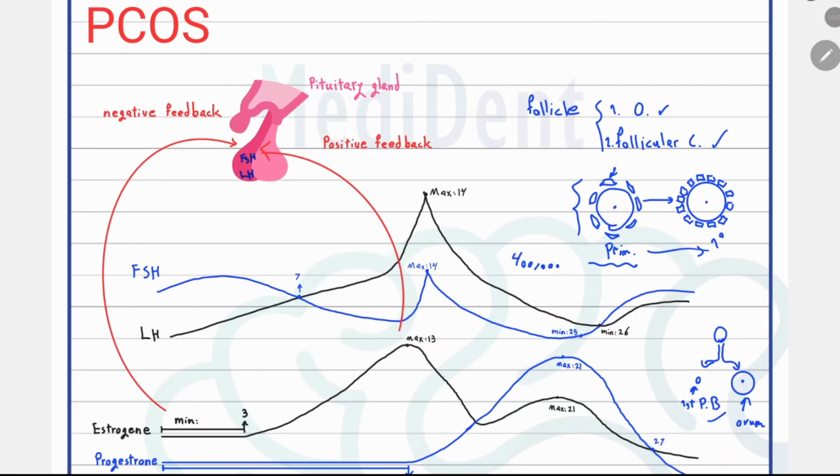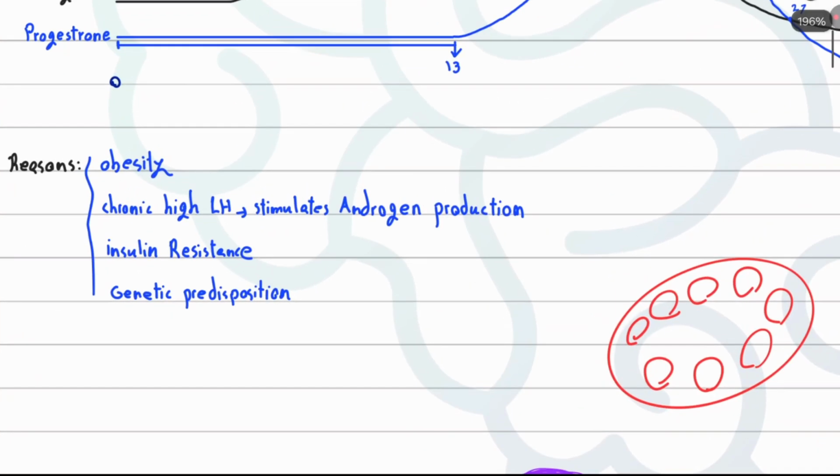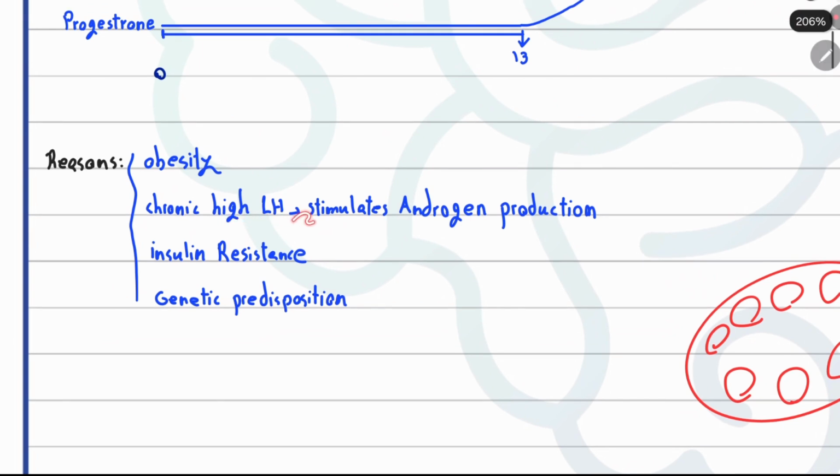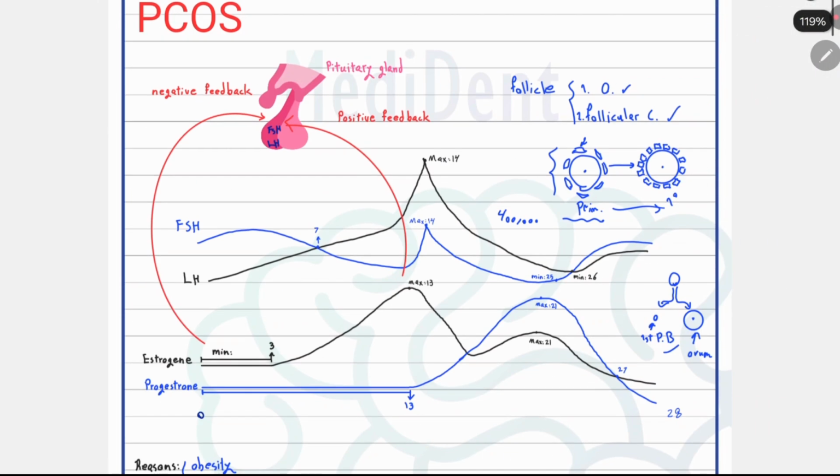So these are the basics about the female reproductive system. Let's dive into the details of PCOS. It can have different causes like obesity, chronic high concentration of luteinizing hormone, insulin resistance, and of course genetic predispositions can predispose a person to PCOS.